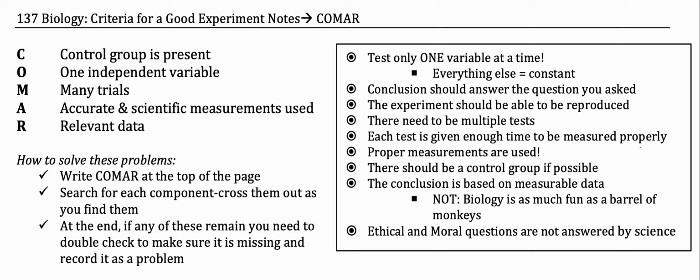So, the right side box here, just some pro tips: test only one variable at a time. Everything else must be constant. We call those controlled variables. You need to have a control group. So, if it's like a medication trial to see if a medication works, that control group would be given a placebo. For example, that's like a pill that does not have the active ingredients. It's just a sugar pill.